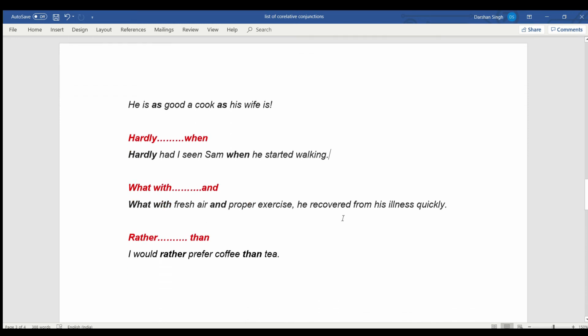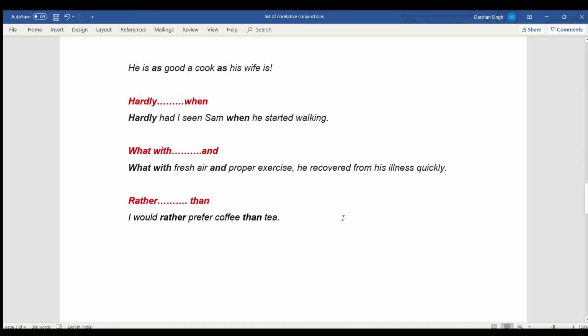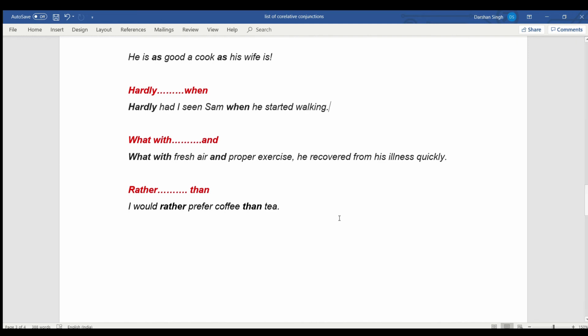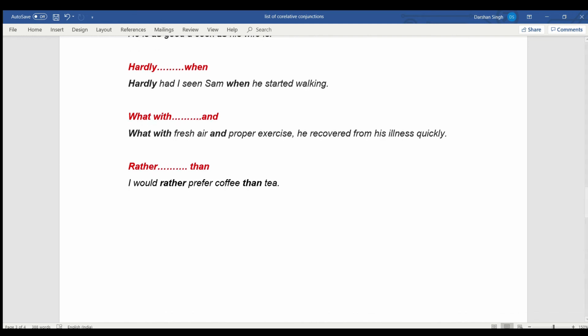The next one says hardly and when. So, hardly had I seen Sam when he started walking. The next one is what with and. So, what with fresh air and proper exercise, he recovered from his illness quickly. The next one, the last one, is rather than. I would rather prefer coffee than tea.